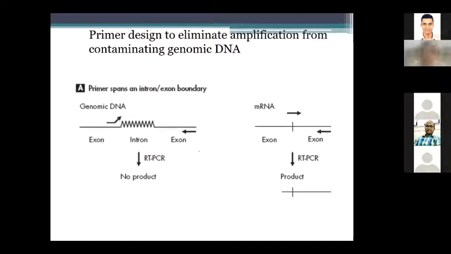So primer designing can eliminate amplification from contamination of genomic DNA. How can we eliminate the contamination of the genomic DNA? For example, we design a primer which is near the intron. Then there is no product formation. So we design a primer in such a way that we include one portion of the first exon and a few nucleotides from the second exon. So we get a foolproof primer which only amplifies the mRNA, not the genomic DNA.